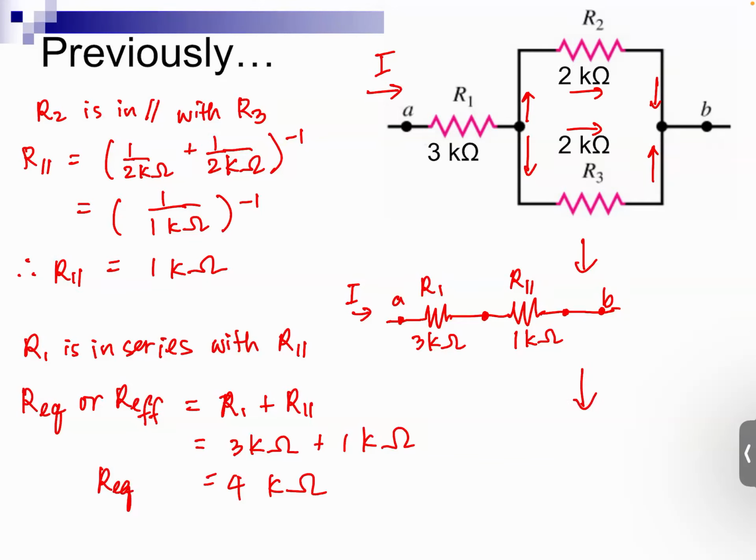Effectively, you have now reduced your connection into, so that's point A and that's point B. Between points A and point B containing these three resistors, you were able to simplify that into a single resistor R equivalent, whose resistance is 4 kilo ohms.